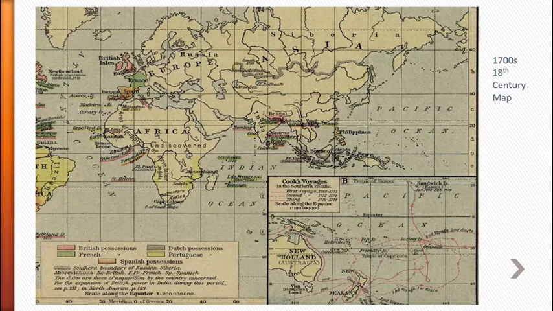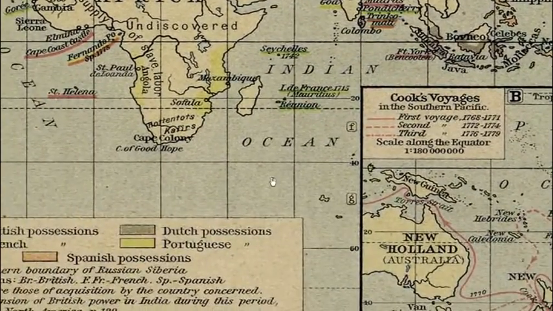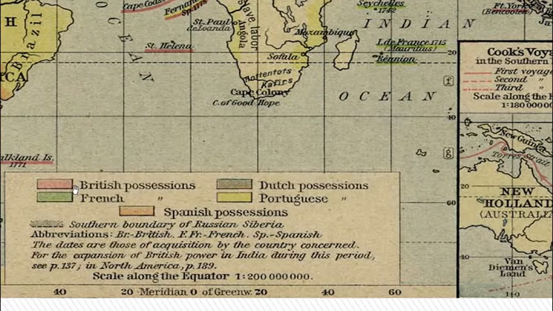Okay? Now, if you will look at the map here, this is a 1700s, 18th century map with the colors that are being presented to you. In the context of the 18th century, it is known that these colors now are the so-called possessions. That means these are the areas that had been occupied by various European powers. Now, look at this one. So, British possessions, French possessions, Spanish, Dutch, and Portuguese.